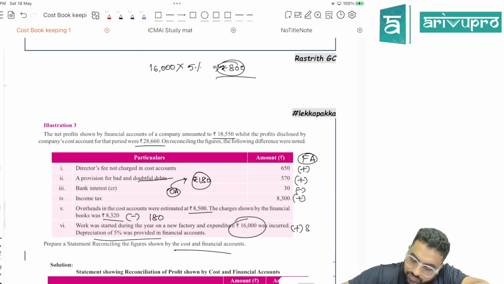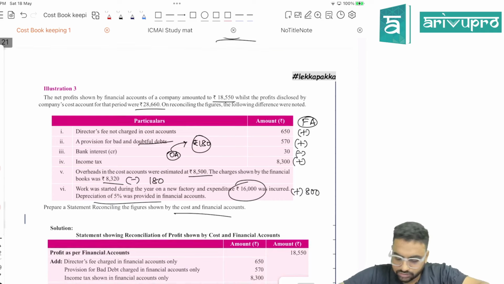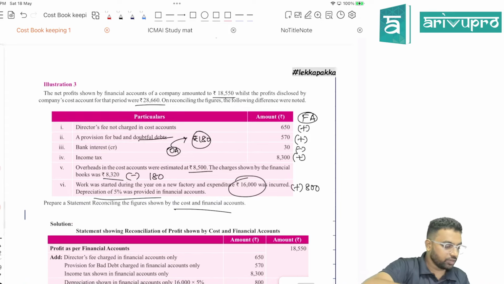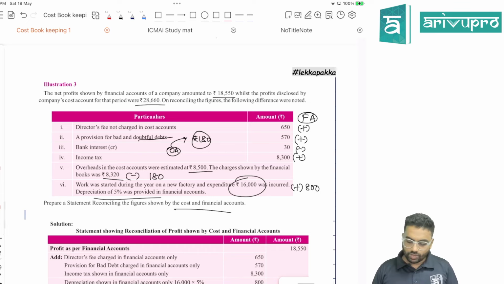Add 800. That's it. Simple. Just go through this for a minute. We'll proceed. Yes, sir. We'll proceed. Fourth one.